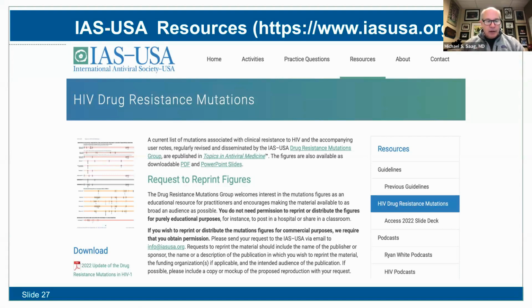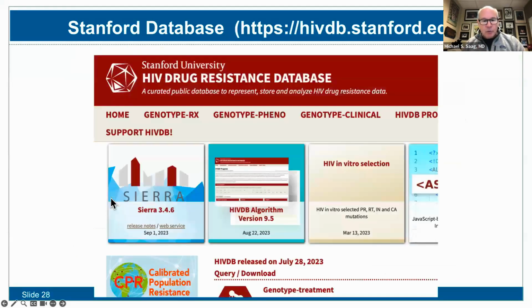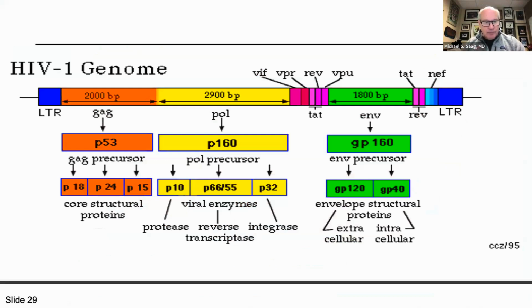You can download that, as you can see on this slide over here, or you can get these resistance mutation charts that you see on the left side. But there are other resources. A really good one is a Stanford database, which you can plug your mutations into, and it tells you, relatively speaking, which drugs ought to work against that particular virus.